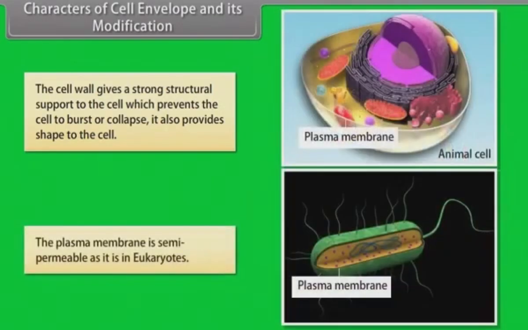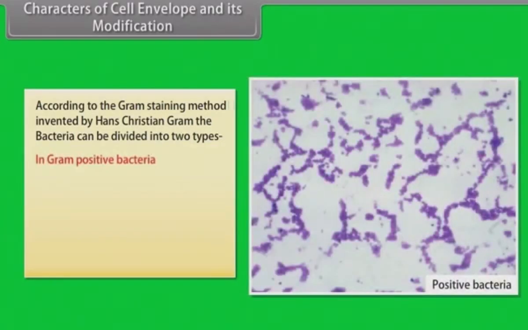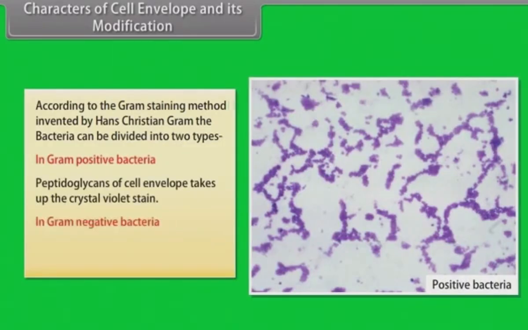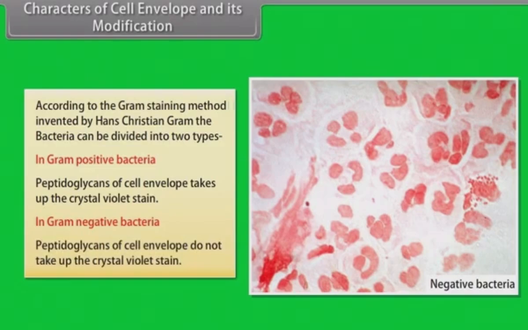The plasma membrane is semi-permeable as it is in eukaryotes. According to the Gram staining method invented by Hans Christian Gram, the bacteria can be divided into two types. In Gram-positive bacteria, peptidoglycans of cell envelope take up the crystal violet stain. In Gram-negative bacteria, peptidoglycans of cell envelope do not take up the crystal violet stain.